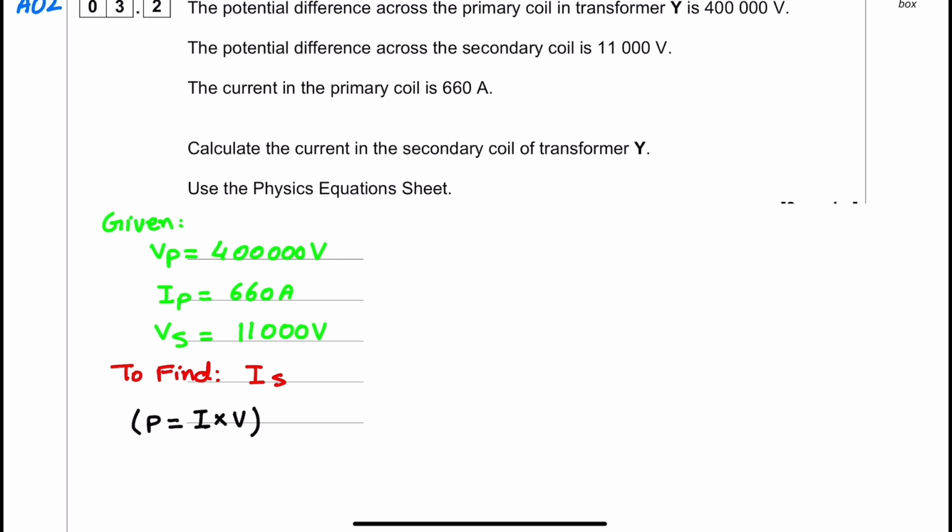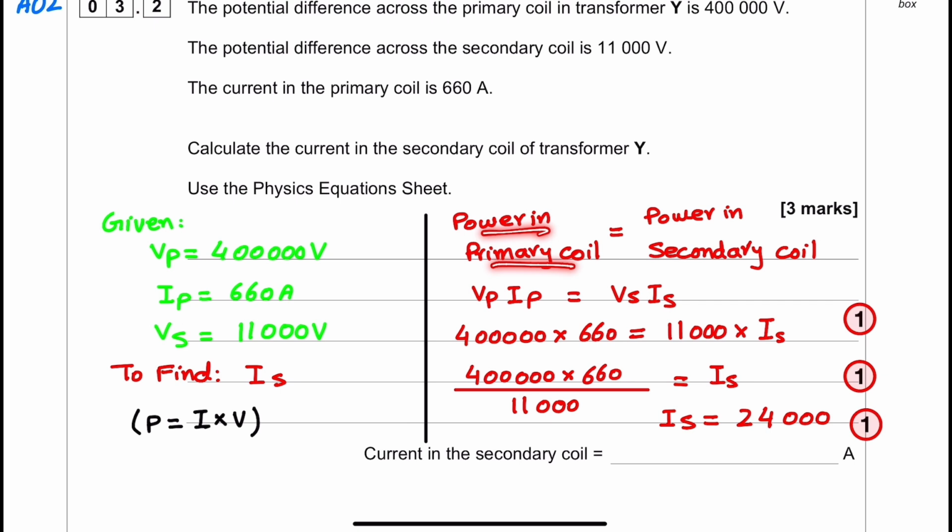Let's see the model answer. The power in the primary coil is always equal to the power in the secondary coil. We know that power is equal to potential difference times current. We will use this formula for both the primary coil and the secondary coil. Now we will substitute the values. The potential difference across the primary coil, the current across the primary coil. We're going to use the values here. The potential difference in the secondary coil, and we need to find the value of current in the secondary coil.